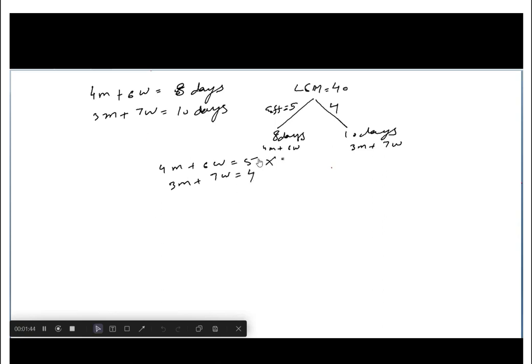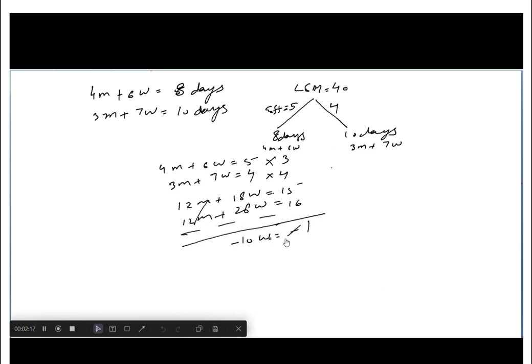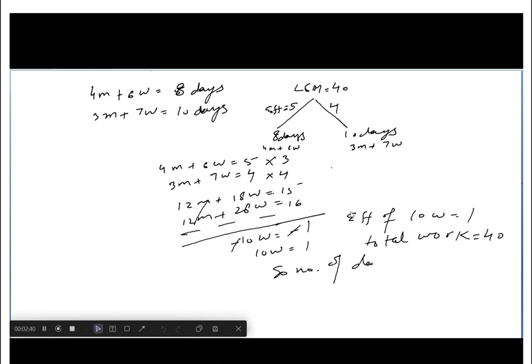Here we will multiply the first equation with 3, the second equation with 4. So we will be left with the women part, because the men will cancel when we do the subtraction. So 10 women have 1 efficiency. Efficiency of 10 women is 1. To do a work of 40 units, with the efficiency of 10 women being 1, the number of days taken will be 40 days.